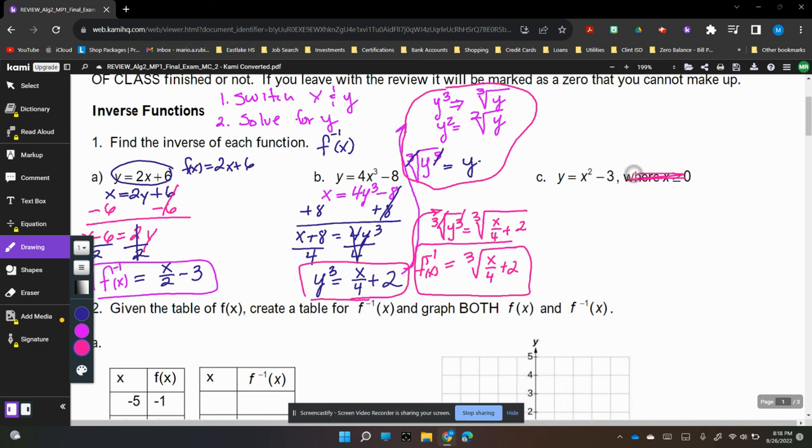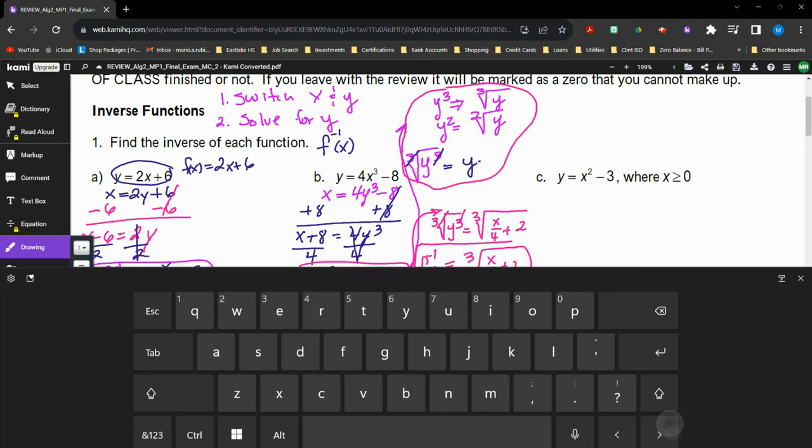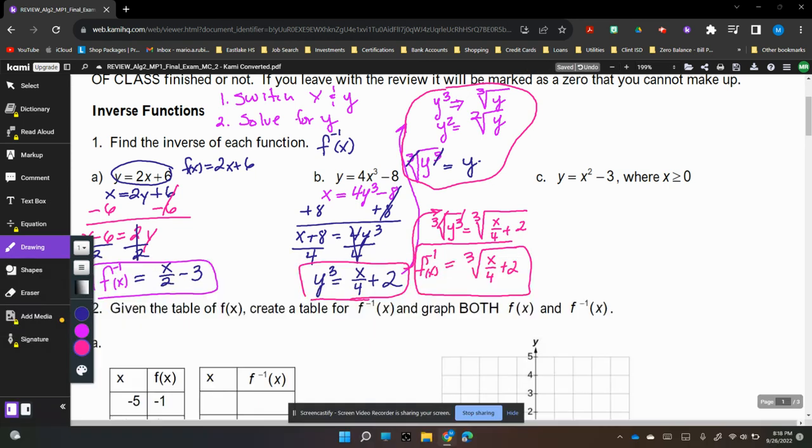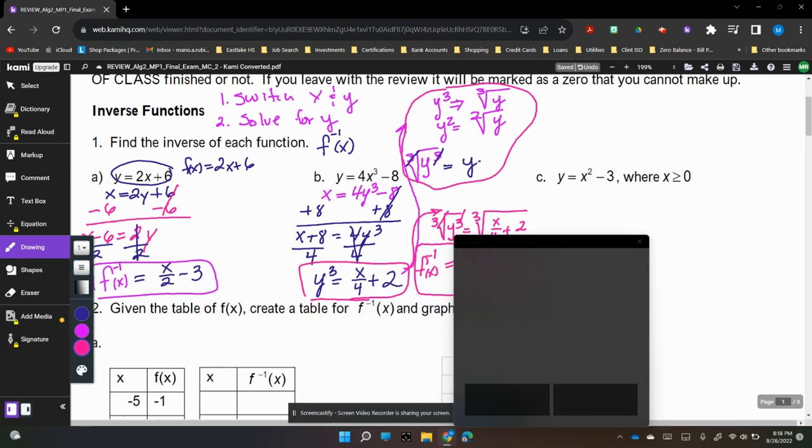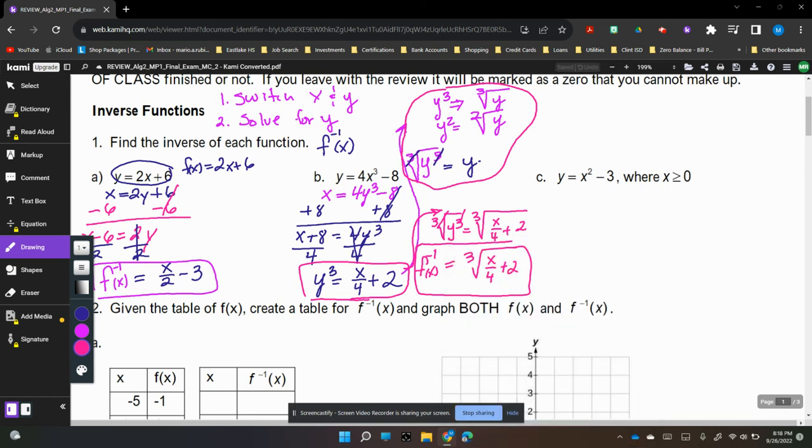So let's do this one. I'm going to ignore this for now. All I'm going to do is worry about this. So remember, I switch x and y. Add 3 to both sides. Cancel. So remember this rule. If I have an exponent of 2, I have to take the square root of both sides to cancel.